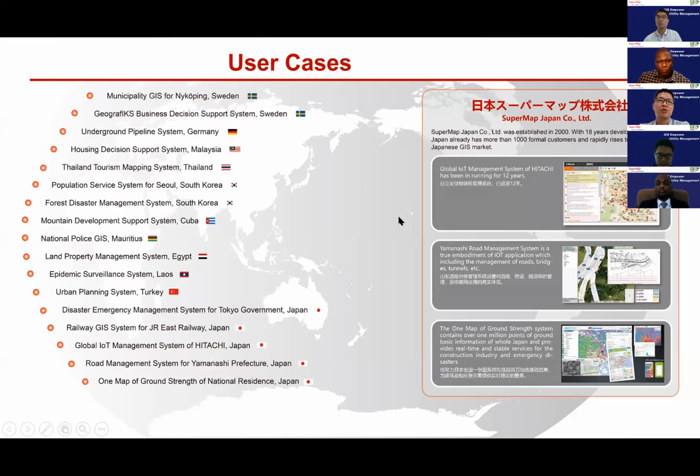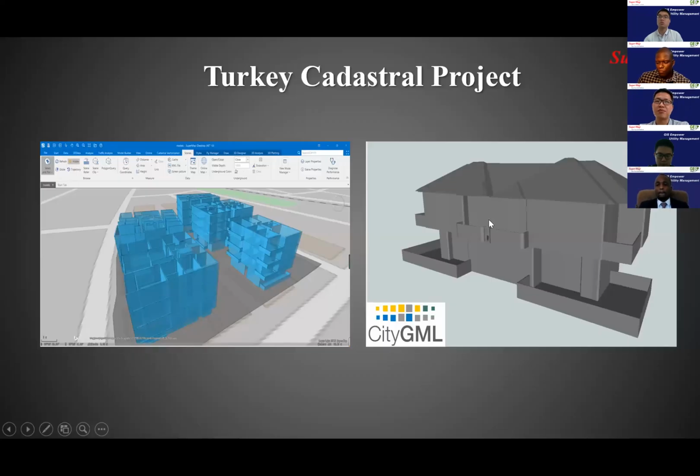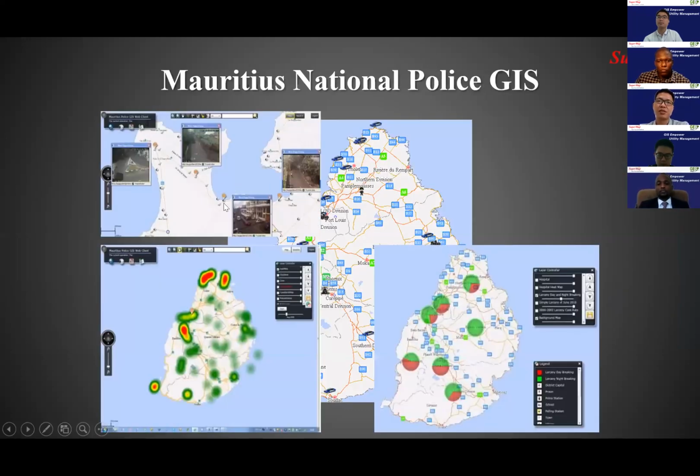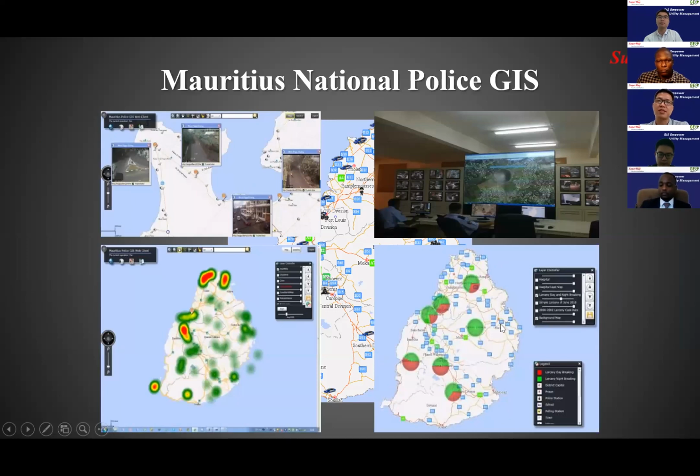In Mauritius, we completed a GIS system for security management by integrating the data for criminal rates, the cameras, and also the distribution of the police forces, and put all these data on a big screen in the headquarters.